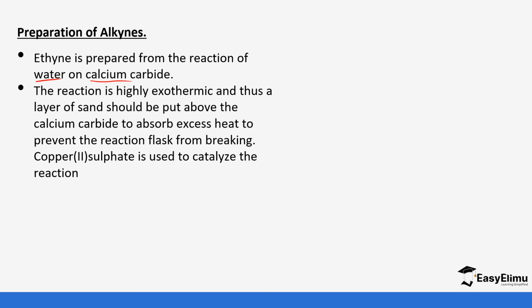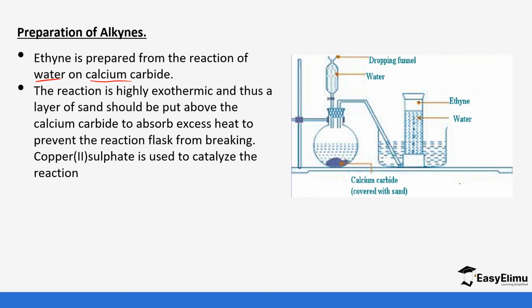The reaction is usually very highly exothermic, and so a layer of sand should be put in the setup above the calcium carbide to absorb the excess heat, which prevents the breaking of the flask. So that is the function of the sand. The sand absorbs the excess heat, which prevents cracking. We also add copper 2 sulfate, which is used to catalyze the reaction.